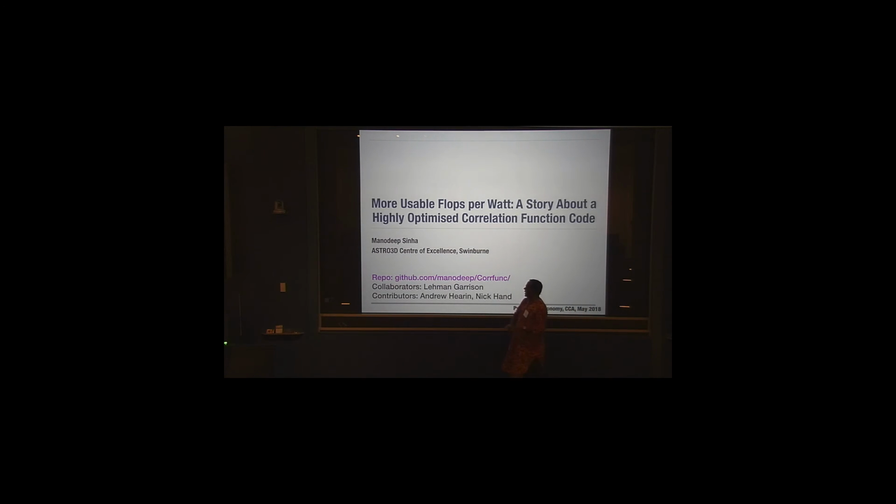So basically everything I know about writing fast code is here. It's in this GitHub repo. It's called CoreFunc. The objective is to do fast correlation functions, but it contains packaging, testing, everything else. The biggest collaborator on this work was Lehman, who's at CFA, and Andrew Herring and Nick Hand. Both of them have contributed. Andrew particularly just kept poking me to do the documentation properly, and that incredibly improved the package, right?